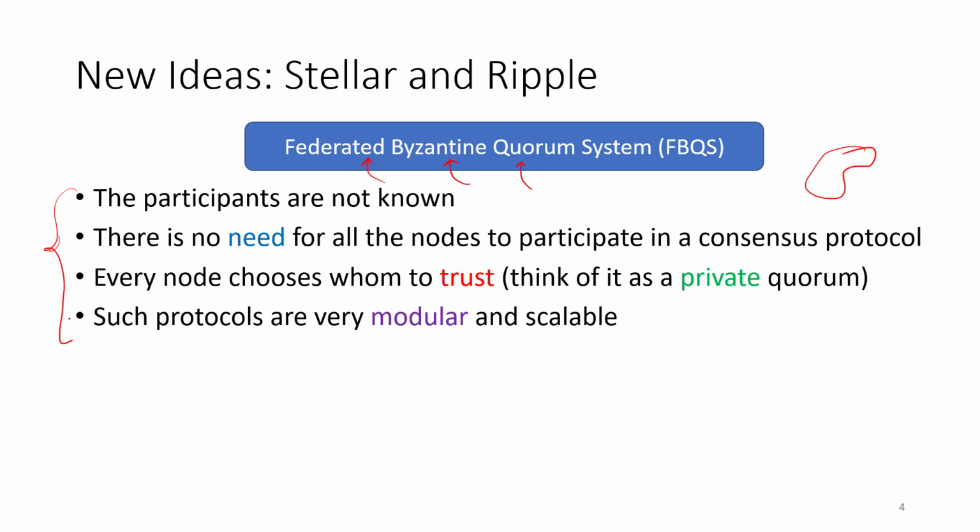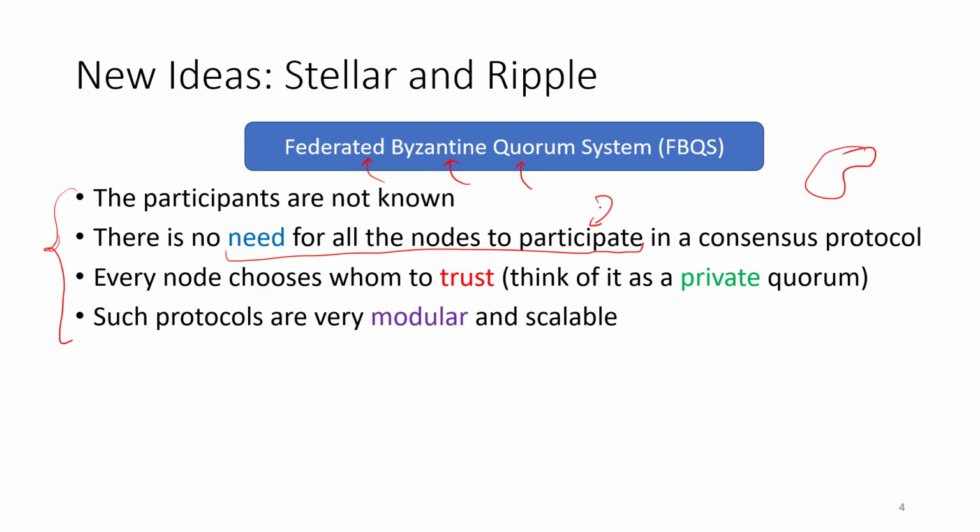In this case, the participants are genuinely not known. They can join and they can leave at will. There is no need for all the nodes to participate in a consensus protocol. This is key because what was happening in Bitcoin, for instance, is that all the nodes had to participate. In fact, 51% had to agree. So we needed a lot of participation, and only then was a block getting ratified. But in this case, that's not the requirement at all. This makes a heaven and earth difference.